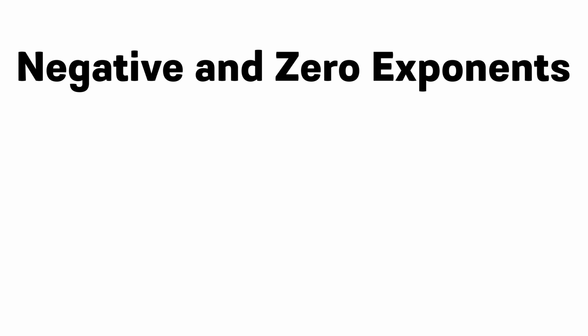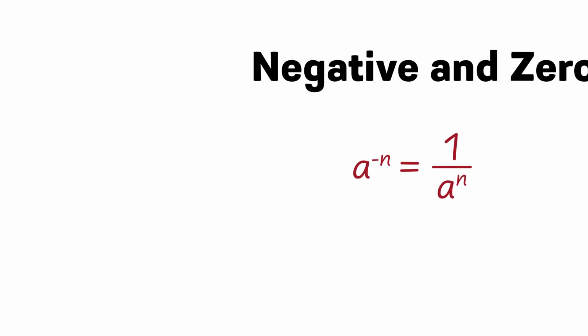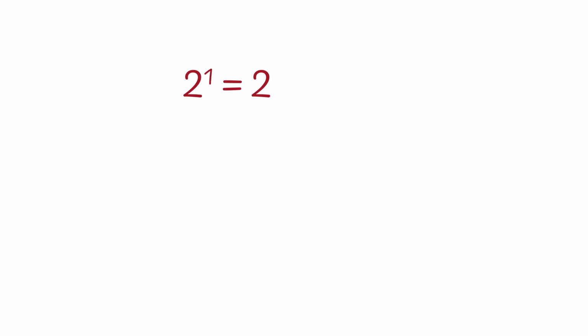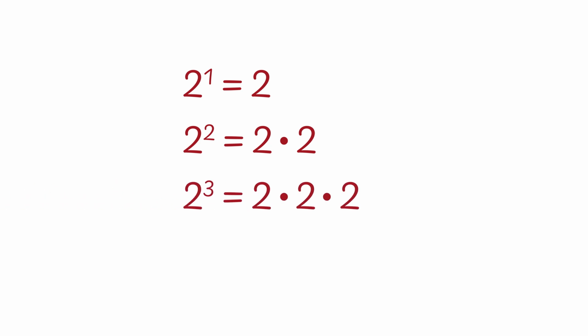As we've mentioned many times, an exponent is just shorthand notation for repeated multiplication, and here are some examples. 2 to the first power means 2 times itself 1 time. 2 to the second power means 2 times itself 2 times. 2 to the third power means 2 times itself 3 times, and 2 to the fourth means 2 times itself 4 times, and so on.